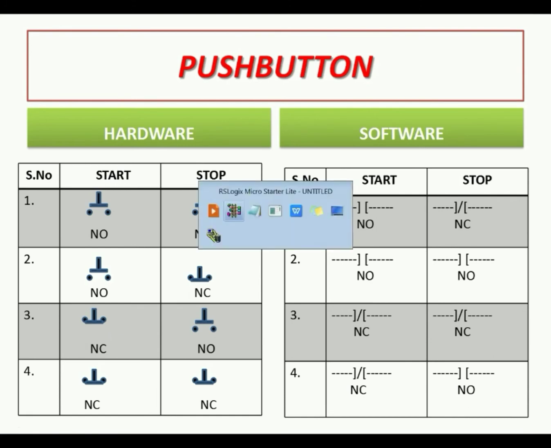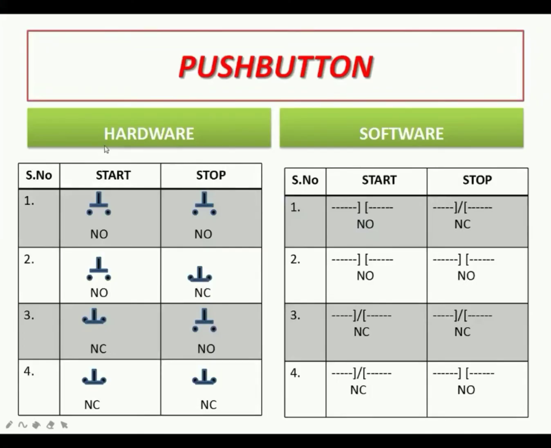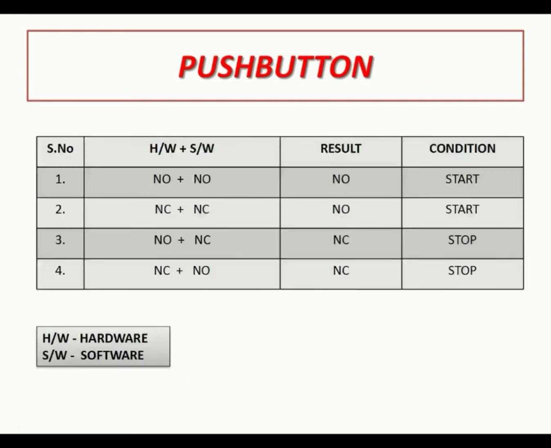So I will check NC, I can give addressing of 2 and 3. NC plus NC is NO. You can check this chart. And for the start condition, there are 2 options: both hardware and software should be NC, or both hardware and software should be NO. It cannot be opposite for start.